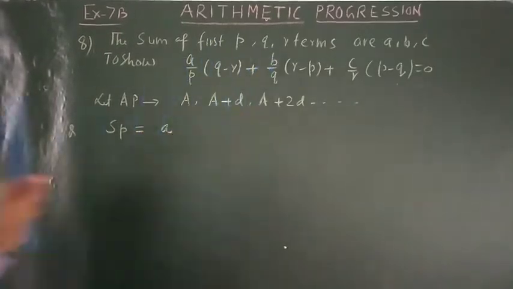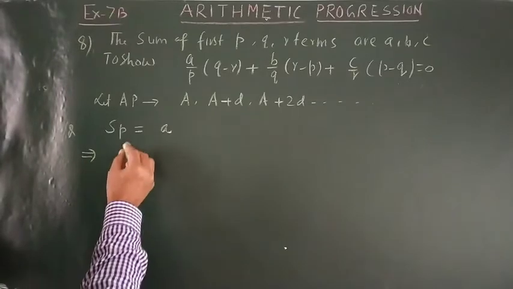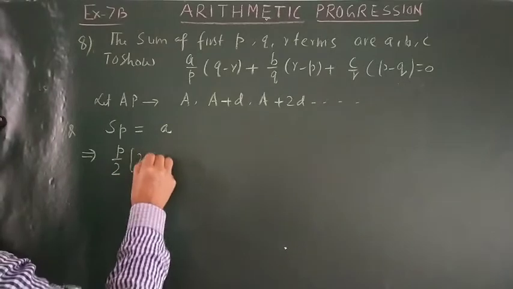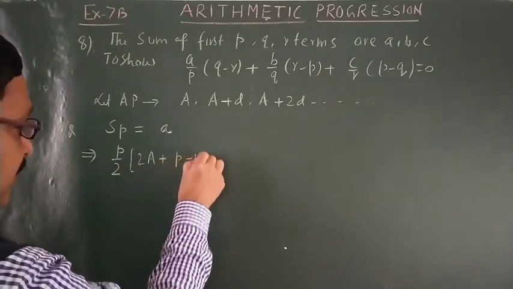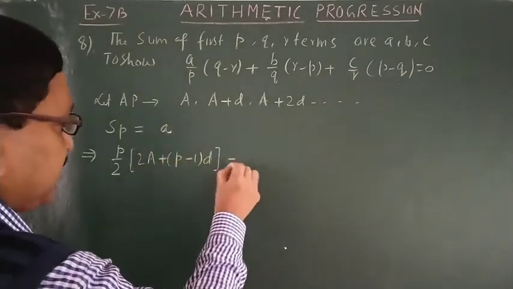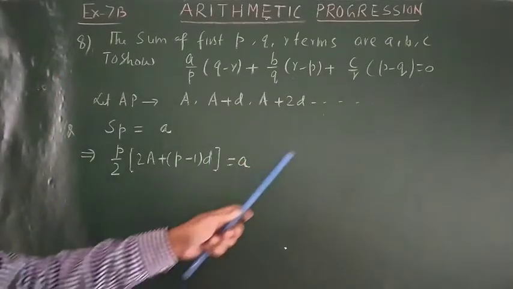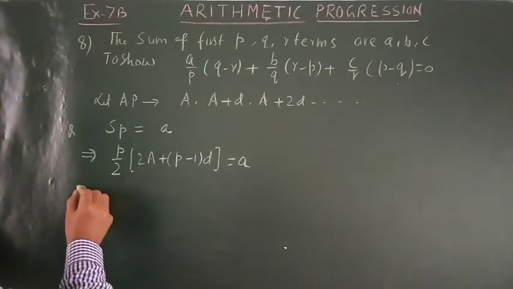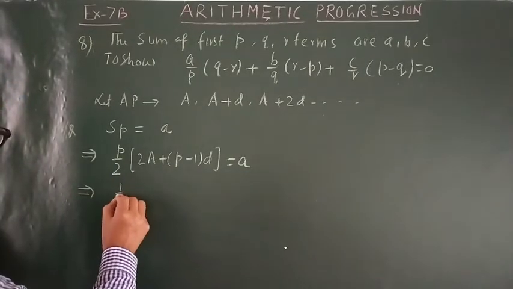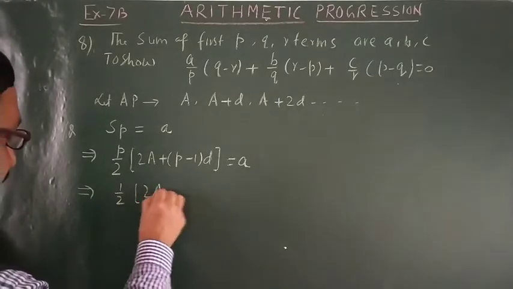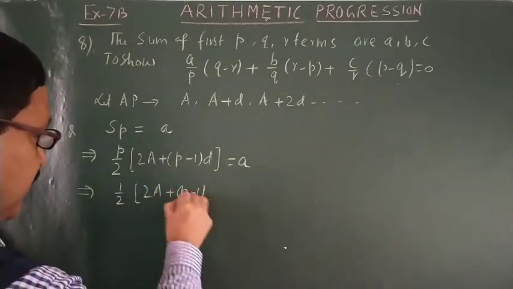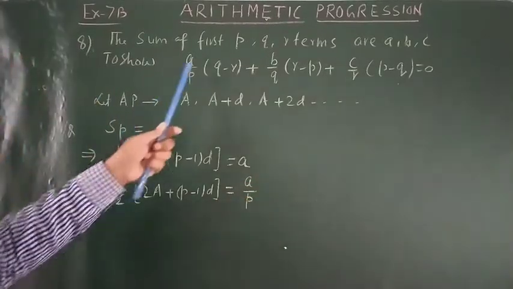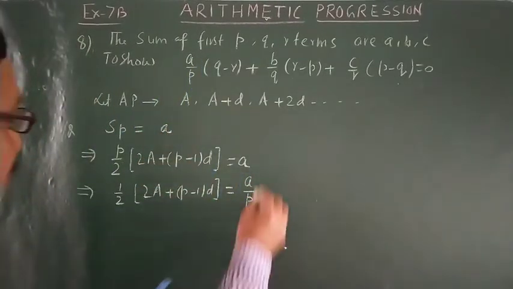The sum of p terms is a, and we know that Sp is equal to p by 2 (2A plus (p minus 1)D). This is equal to small a. Now we have to find out a by p. So this p is transferred to this side. We get half of (2A plus (p minus 1)D) is equal to a by p. So we have got a by p. This a by p is ready now.